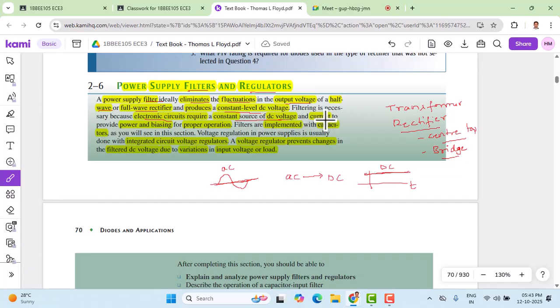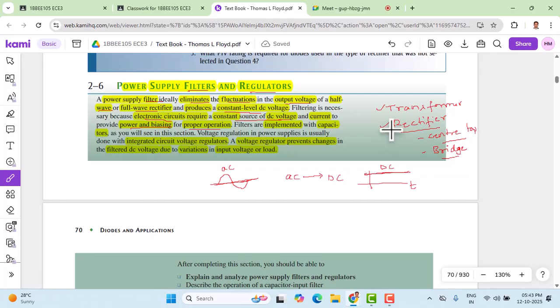Even the current, to provide the proper power and biasing, and for proper operation, such applications need a constant source of DC voltage. Now, how do we get that constant source of DC voltage? It is not possible from the rectifier alone, and not from the transformer either. The transformer just steps down. That's all it does.